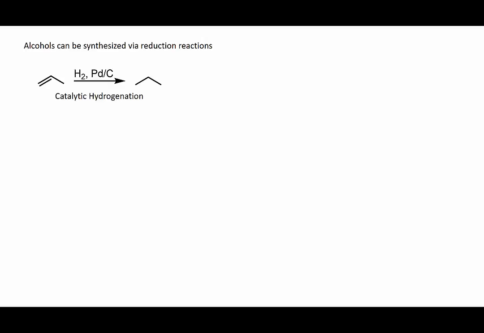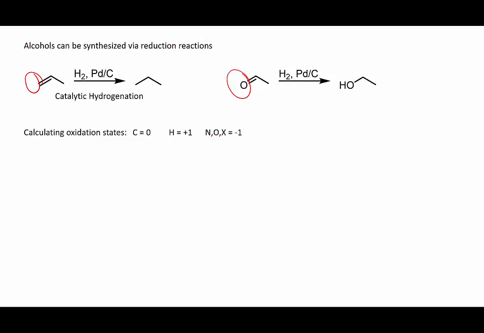As an example, if we take an alkene, we can subject it to catalytic hydrogenation conditions to generate the alkane. Similarly, we can take a carbonyl group, which is very similar to our alkene, and reduce it using catalytic hydrogenation to generate our alcohol.